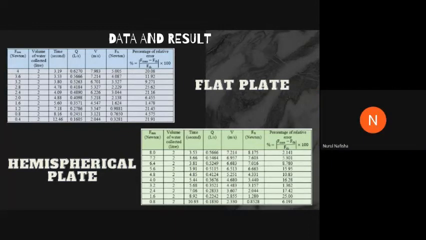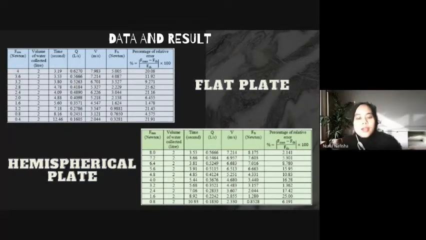Okay, I am Nafisha. I'm going to proceed with the data and results for this experiment. These two tables show the data and results obtained for the flat and hemispherical plates respectively. The data given is the measured force in Newtons for both plates, the volume of water collected, which is 2 liters, and the time in seconds. From this data, we are able to calculate the flow rate Q, the velocity, the theoretical force, and also the percentage of relative error between the measured and theoretical force.